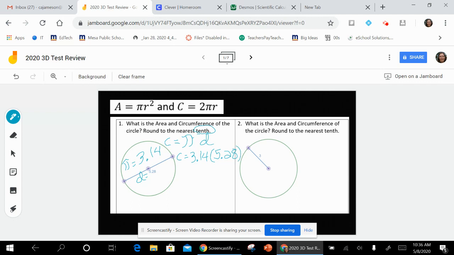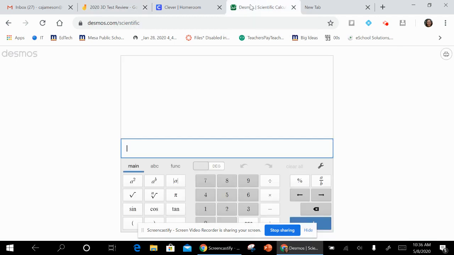2800. And everybody, I put the link to Desmos Scientific on your test review as well as on your test, so you can use this. I'm encouraging you to use that because some of our formulas coming up are a little bit more complicated. So you see what we get.